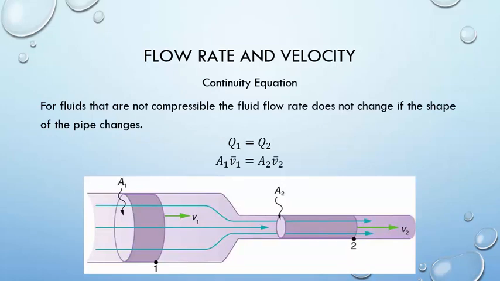An interesting thing about most fluids, not all of them, but most of them, is that they're not compressible, which means that you can put pressure on it, but the volume doesn't change. Some will. But for fluids that are not compressible, the fluid flow rate doesn't change when the shape of the pipe changes. So as the pipe gets smaller and smaller, the area gets smaller and smaller, the speed of the fluid increases to make up for that change. So the flow rate always stays the same.